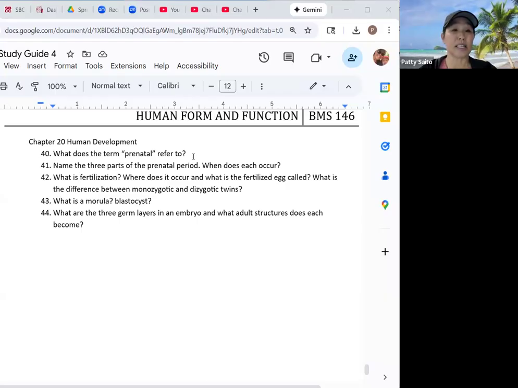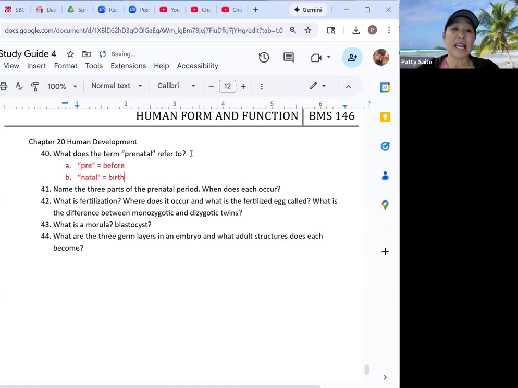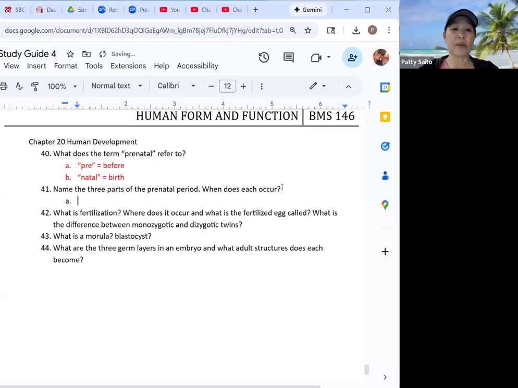So we're going to start with this question. What does the term prenatal mean? Natal refers to birth, and so pre is before birth, right? And I won't be talking about postnatal development. All right, so let's begin talking about this prenatal period and when each stage occurs, and a little bit about what's happening in each of those periods.